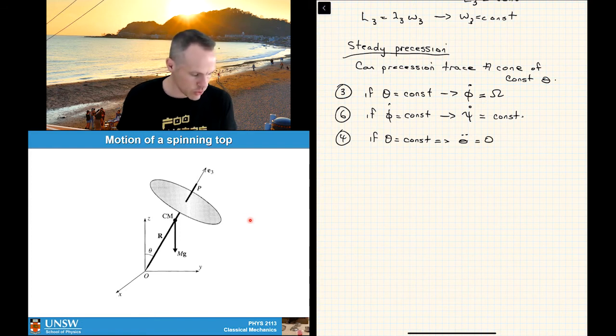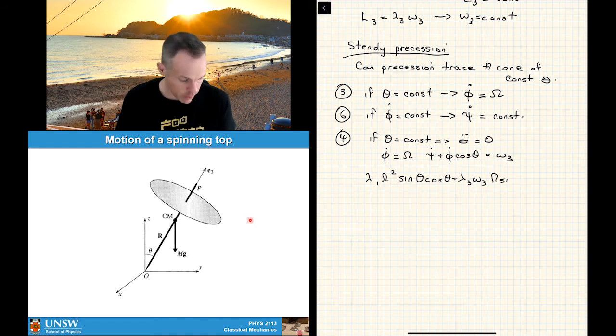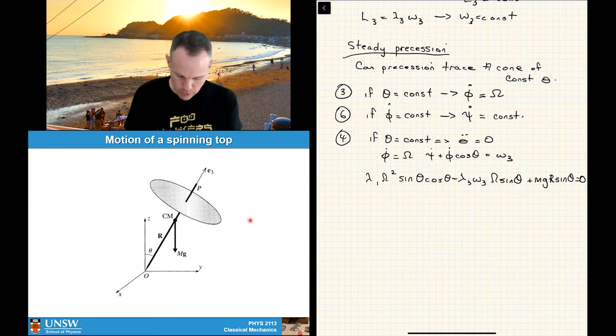And if we use our terms that are in there, phi dot equals omega, and psi dot plus phi dot cos theta equals omega 3, then we end up with a new equation down here: lambda 1 omega squared sine theta cos theta minus lambda 3 omega 3 omega sine theta plus mgr sine theta equals 0, okay? And so this actually comes from 4.